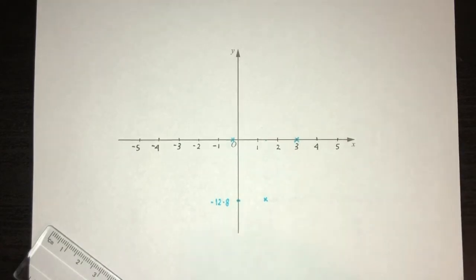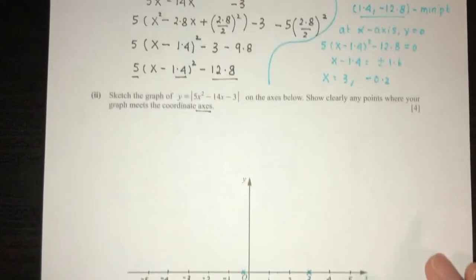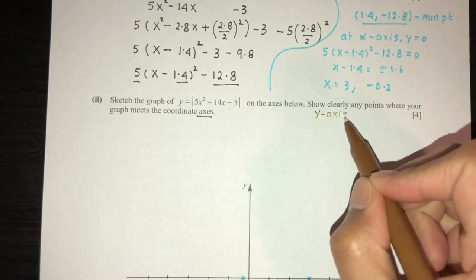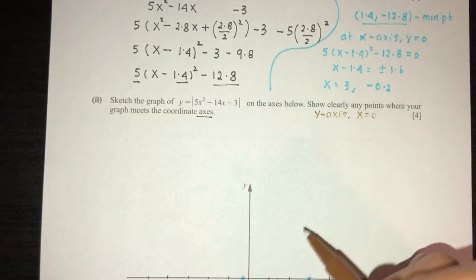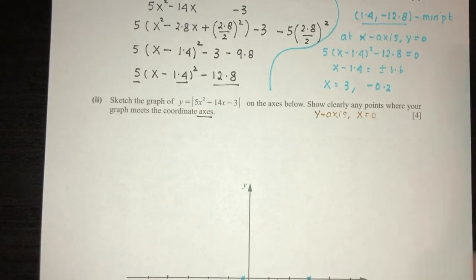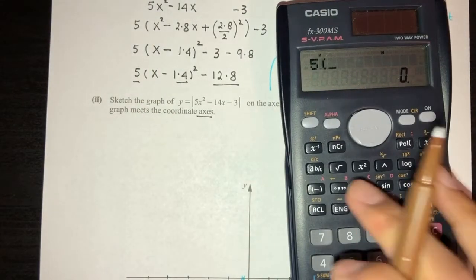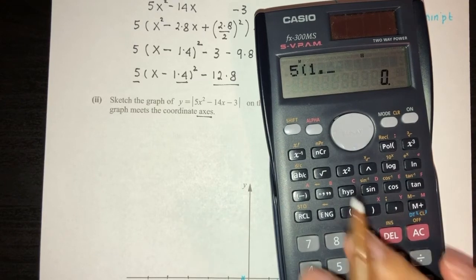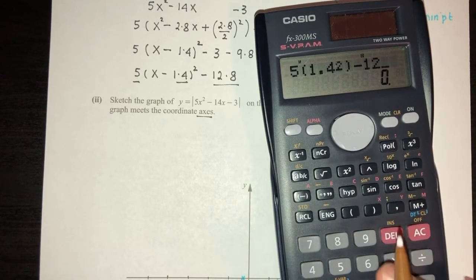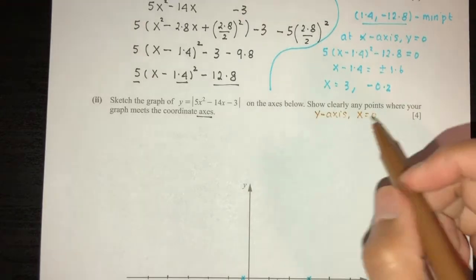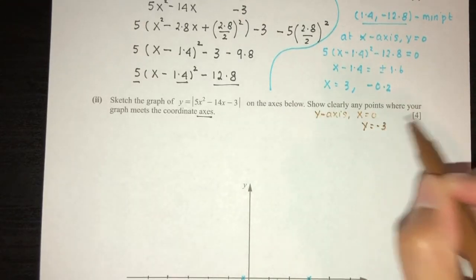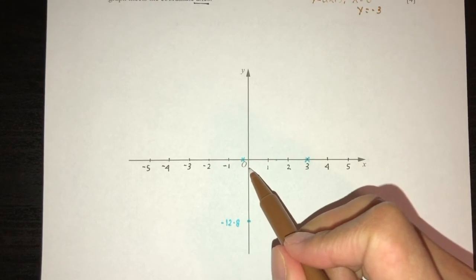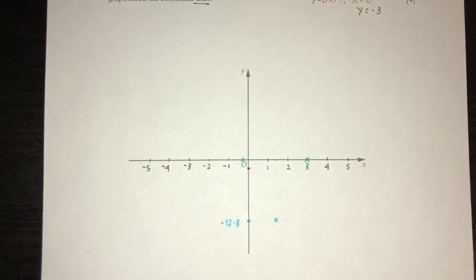We also have to find the other point where it cuts your y-axis. So at the y-axis, the value of x has to be 0. So let's see, what do we have? 5 times 0 minus 1.4 squared minus 12.8. That'll be minus 3. Okay, so it should be minus 3, somewhere about here, for example.